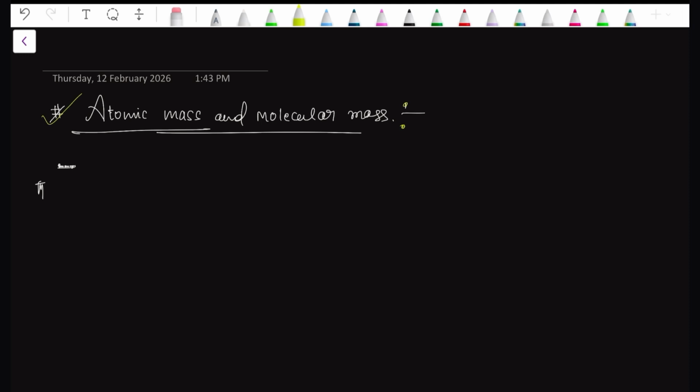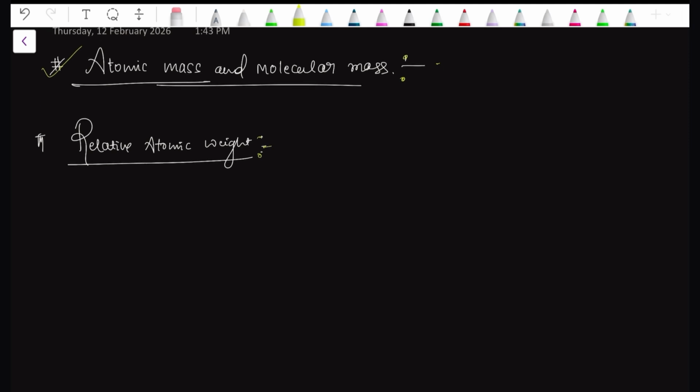Alright, let's go with the first topic, that is atomic mass. Here generally we are going to discuss the atomic mass with respect to relative atomic mass. What do you mean by that? Before that, you need to understand one value, that is one atomic mass unit, which is equal to 1.66 into 10 to the power minus 24 gram.